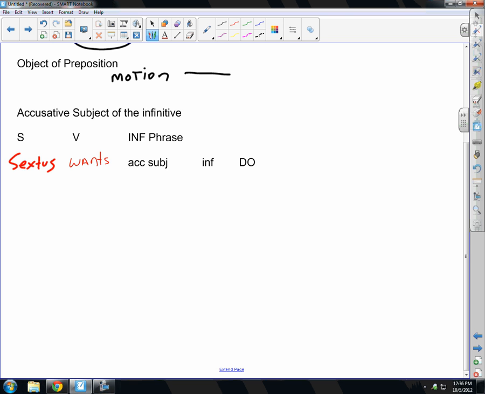Now, just like the direct object, an infinitive phrase answers the question, what? Sextus wants what? Well, an infinitive phrase has a structure of its own. You're going to use an accusative subject. So who's the doer of the action that he wants? Well, we'll say Cornelia is.